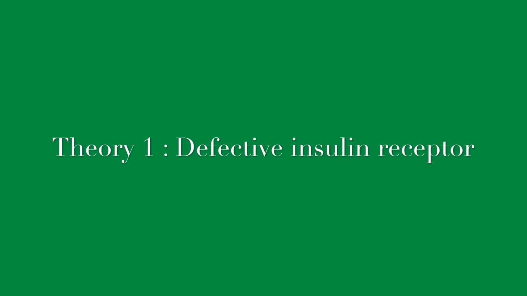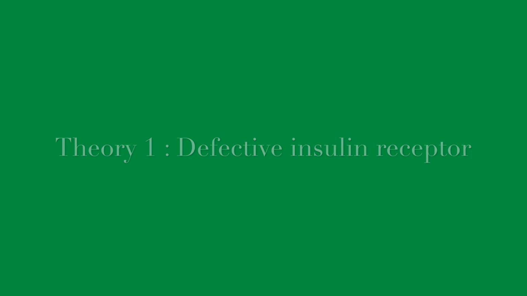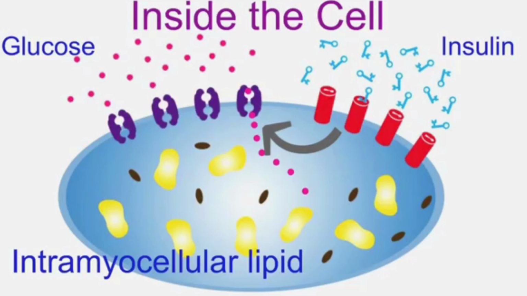Now, the first theory to explain insulin resistance is a defective insulin receptor. The reason that this can happen is fat. Scientists have hypothesized that there may be globules of fat inside the cell that actually block the receptors that insulin opens. This in turn interferes with the ability of insulin to signal glucose to come in.